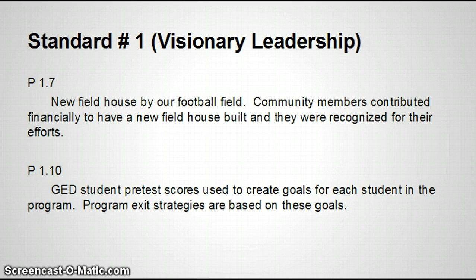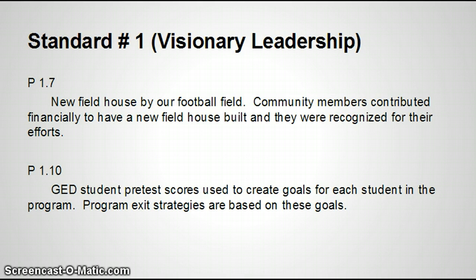The example that I used for this one is from back in my GED days at Garden City Community College. With the process we used for new students that came in, at every orientation we would talk about the program, and then we would give them pre-tests for reading and math, and we used those test scores to provide an individual goal plan for each student.